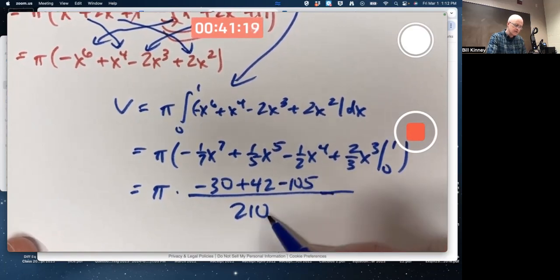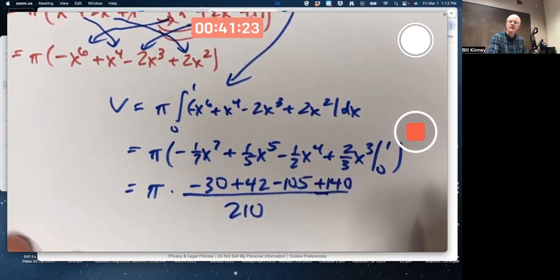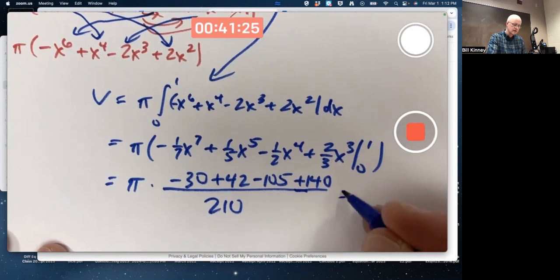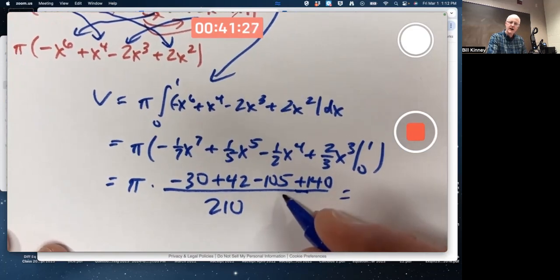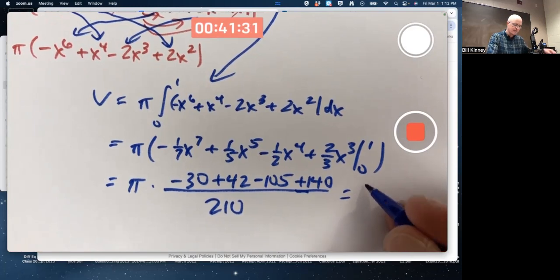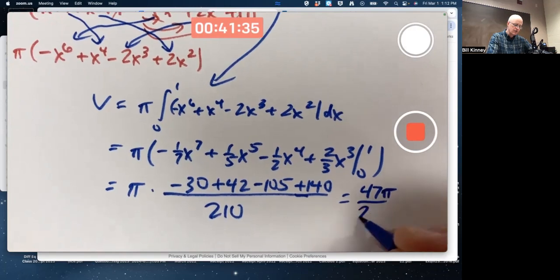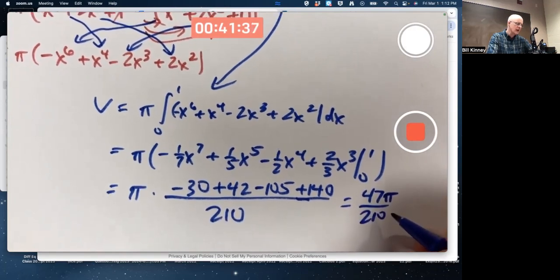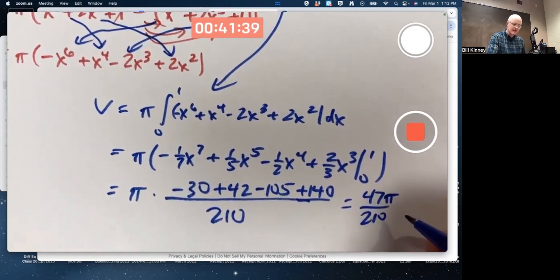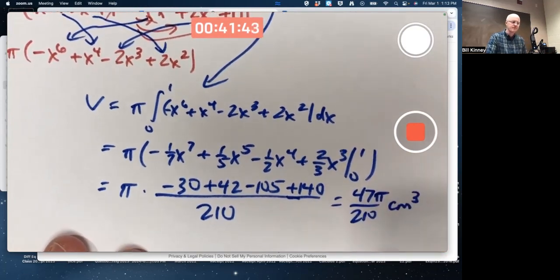what would it be here? That's divisible by 3, 140 over 210. 140 minus 105 is 35, plus another 12 is 47. 47 pi over 210. My original length unit was centimeters, so this would be in cubic centimeters.